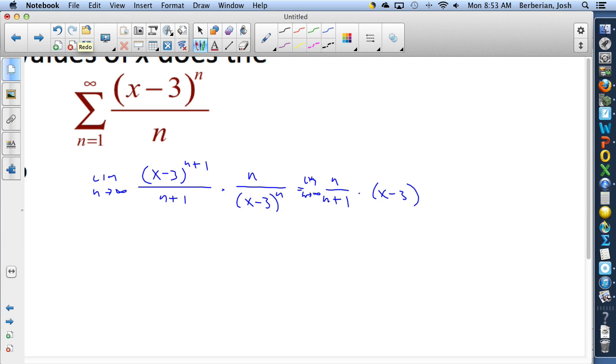In order for the ratio test to show that a series is converging, the whole thing has to be less than 1. So if I know that this piece is going to 1, I really should backtrack. I'm sorry, I've been lazy. I really need my absolute value signs. So it really means that the absolute value of x minus 3 has to be less than 1.